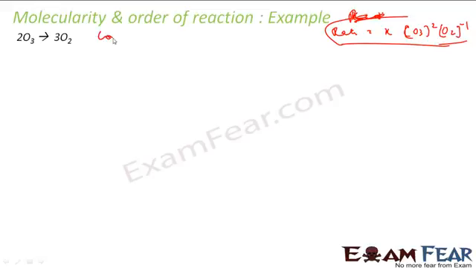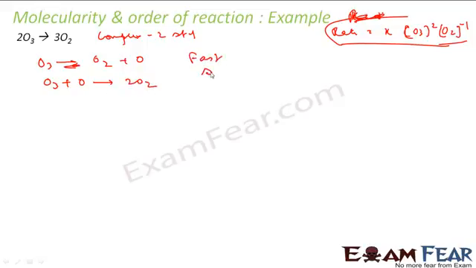Again, this is a complex reaction. There are 2 steps. First step, what happened? O3 will break into O2 and O. Second step, ozone will again combine with this oxygen, we call nascent oxygen, to form 2O2. This is a fast reaction, this is a slow reaction. So we'll take the slow reaction. So with this I can say that rate is nothing but K into concentration of O3, concentration of O.